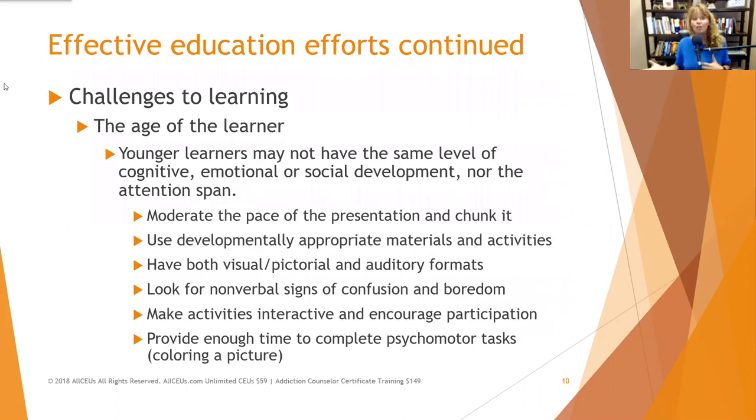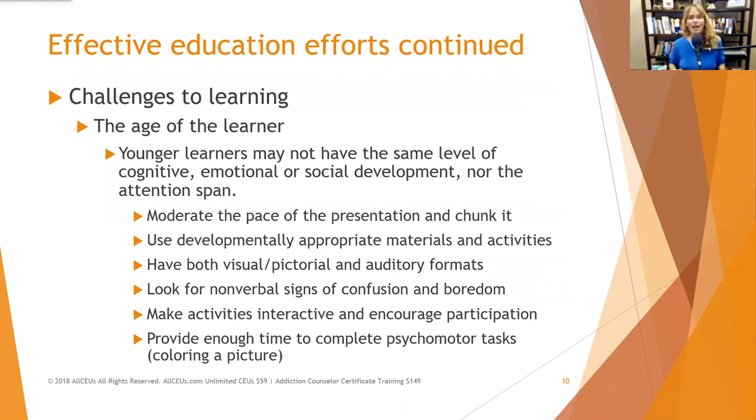When you have younger learners, they may not have the same level of cognitive, emotional, or social development, nor the attention span of an adult. Think of attention span as roughly equivalent, up to about age 10, to the age of the child. So a 2-year-old is going to have about a 2-minute attention span, and a 10-year-old about a 10-minute attention span. Some people are lucky enough to develop longer attention spans after that. I don't think I ever did.